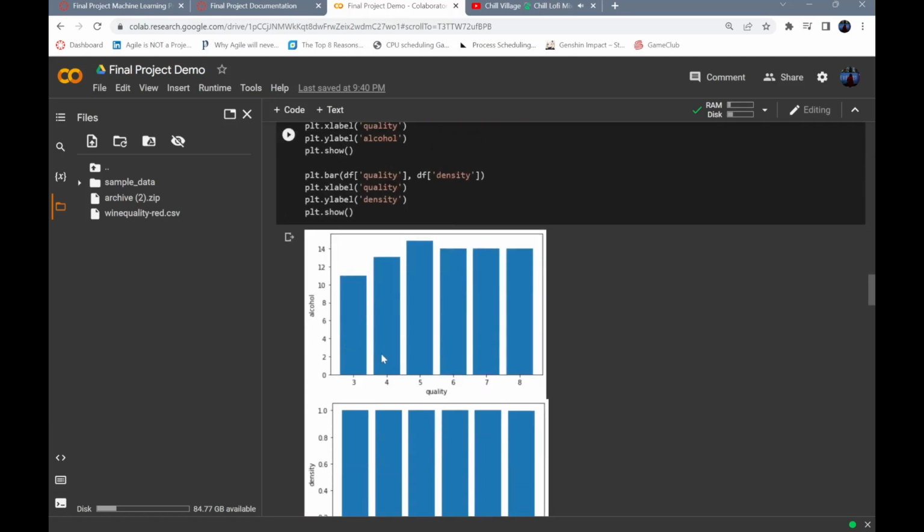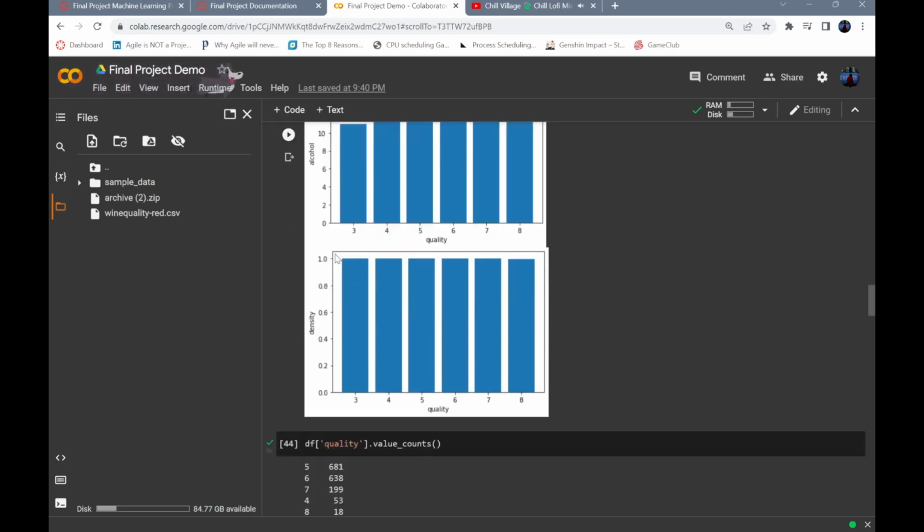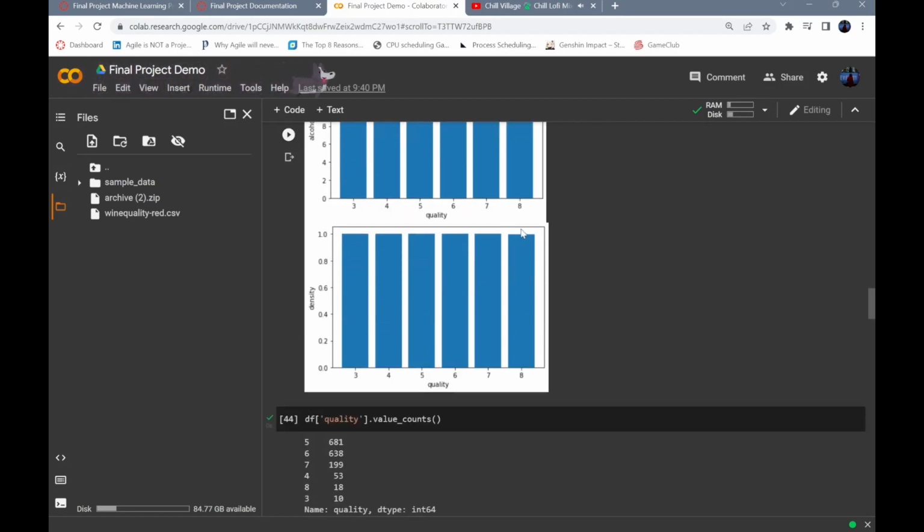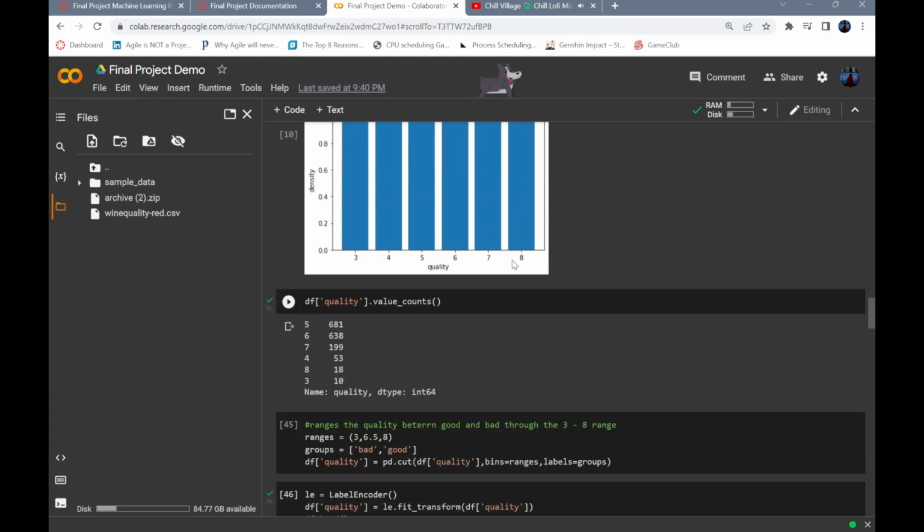And we have our alcohol. The quality is high if the alcohol is also high, and the density is also, the quality is also high if the density is also high. Now we will separate whether the wines are good or bad.